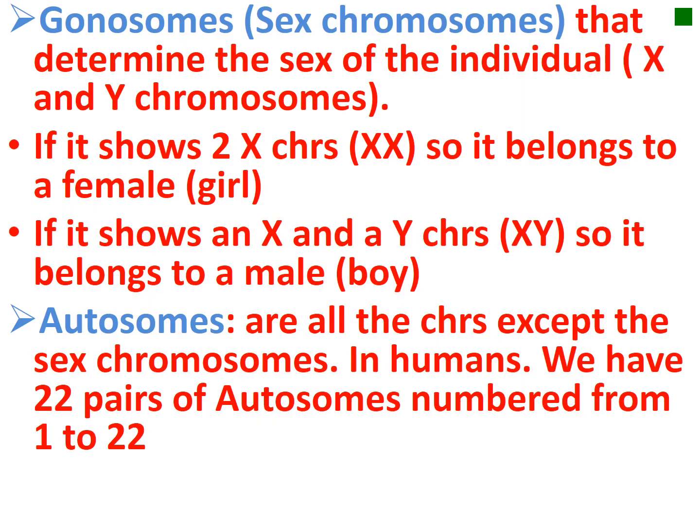Gonosomes. What are the gonosomes? Gonosomes are the sex chromosomes that determine the sex of the individual, X and Y chromosomes. If we have two X, it's a female. If you have X and Y, it's a male. Autosomes are all the chromosomes except the sex chromosomes. They are 22 pairs of autosomes numbered from 1 to 22.